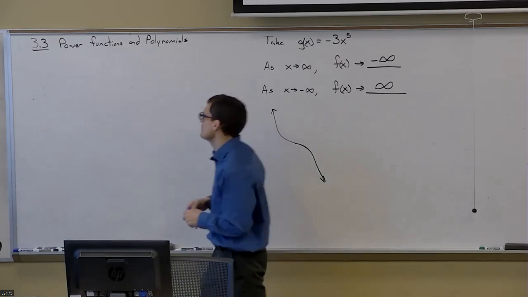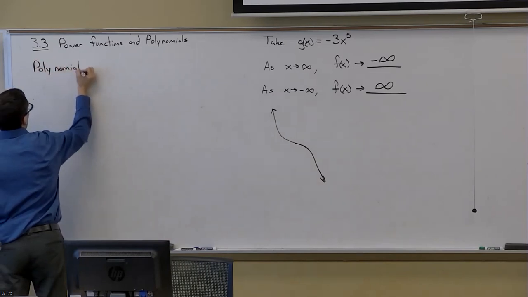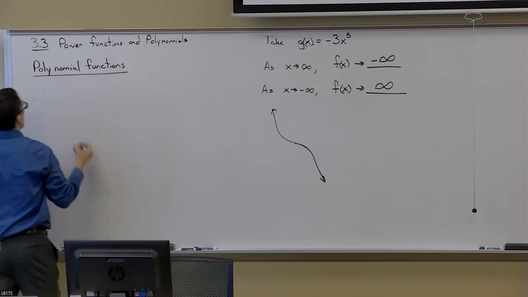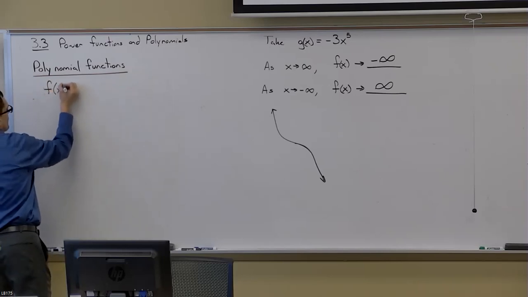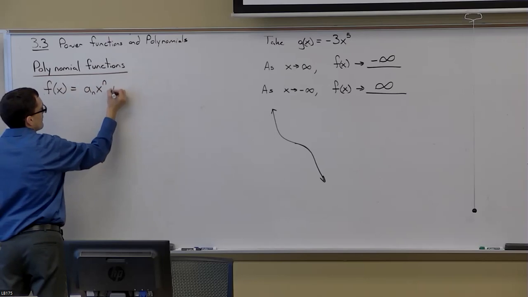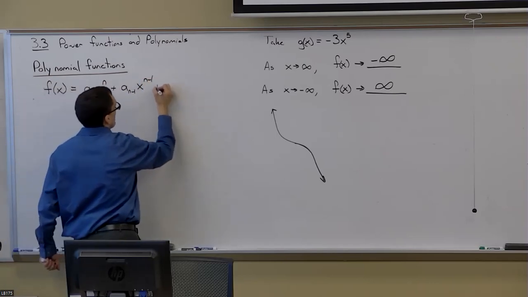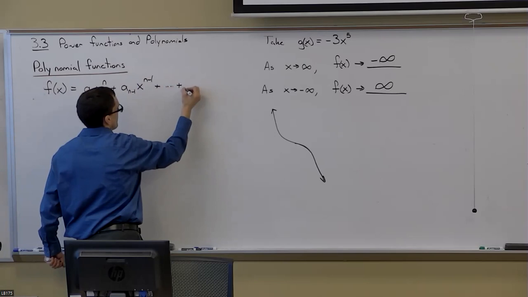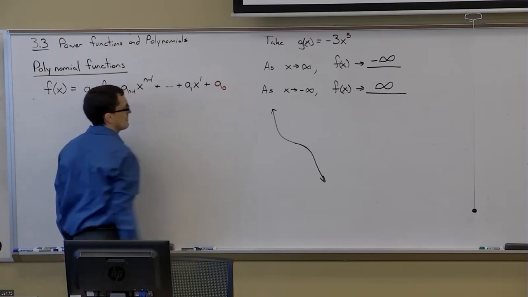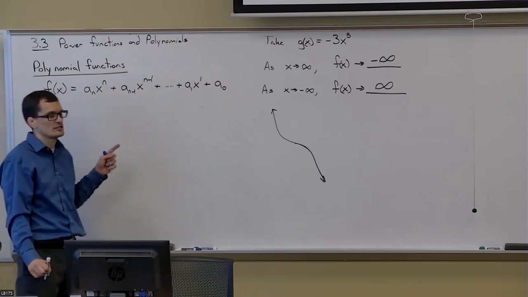And now we're going to transition to polynomial functions. Polynomial functions are functions that can be written like this: a sub n x to the nth power plus a sub n minus 1 x to the n minus 1 power plus, and you just keep going to get all the powers, a sub 1 x to the first power plus a constant, which we call a sub 0. Again, this is a function that can be written that way.